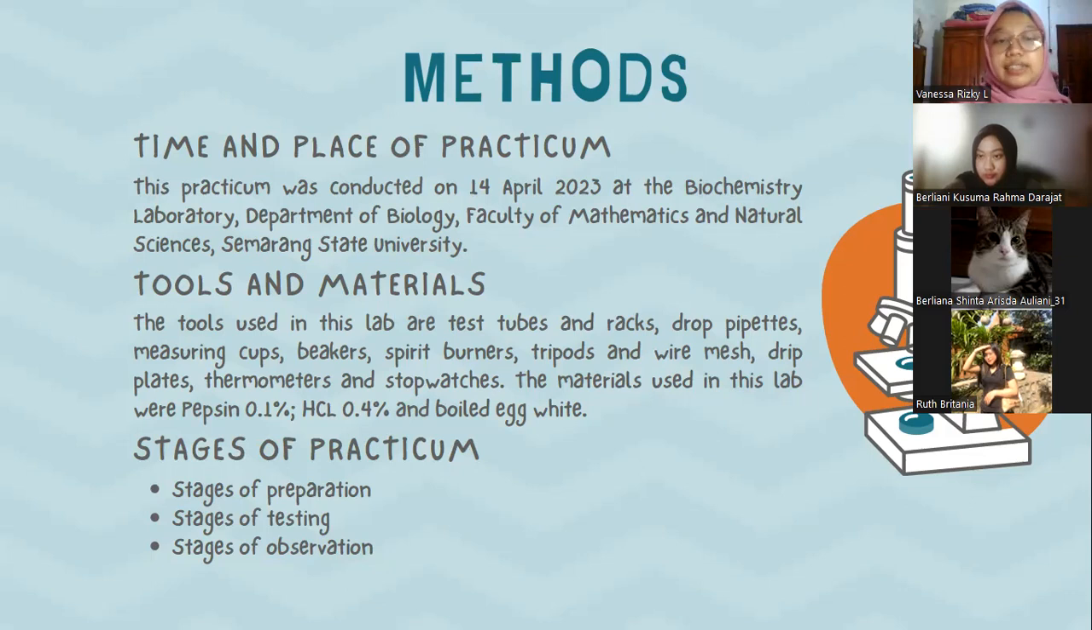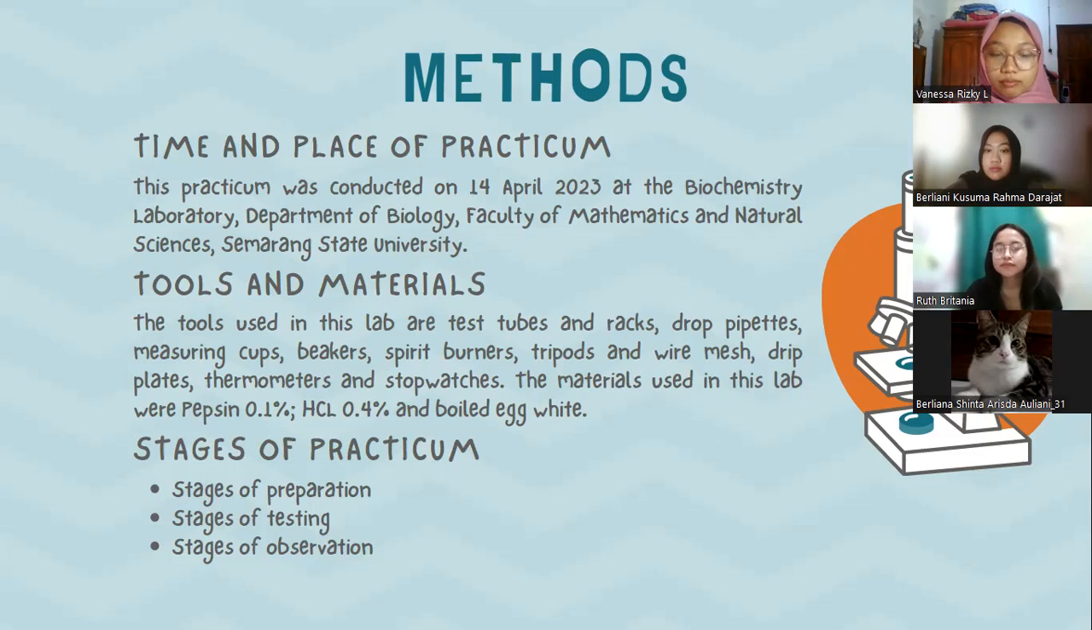In this practicum, there are three stages. First, the stage of preparation, where we prepare the materials and tools that will be tested in the biochemistry laboratory. Second, the stage of testing, where we use the materials and tools that have been prepared by conducting the experiment. And the last, the stage of observation, where we do the experiment and observe the result of my experiment.